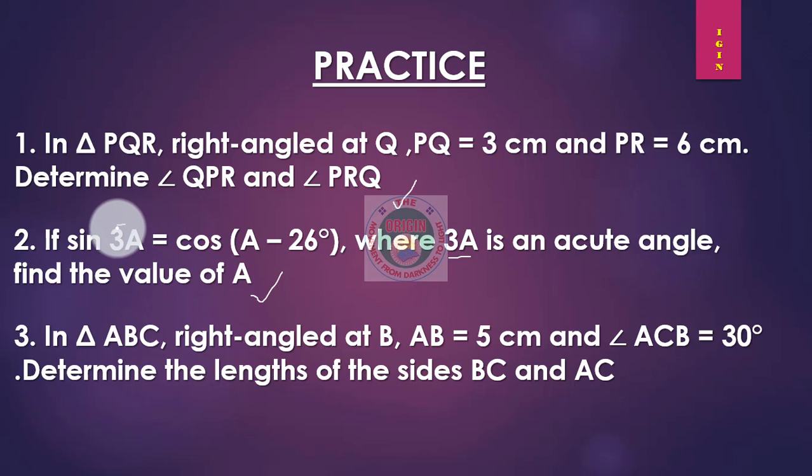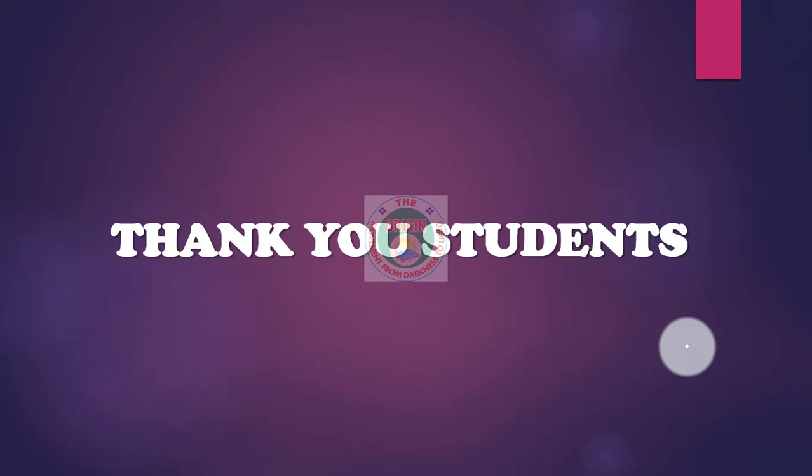Same problem we took in 2a, but here 3a is given. Once observe. Third one: triangle ABC, right angled at B, AB equal to 5 cm and angle ACB equal to 30 degrees. Determine the lengths of sides BC and AC. By using this angle, you can easily simplify the problem. Whatever triangles there are, you should take the trigonometric ratios. Then the problem will be very easy. Trigonometric ratios you should take and simplify the problem. Okay, students. Thank you very much.